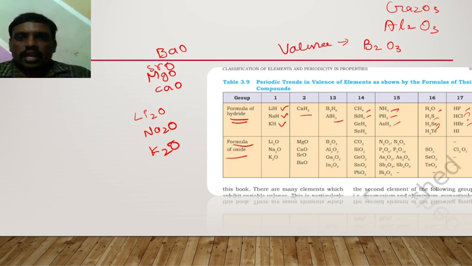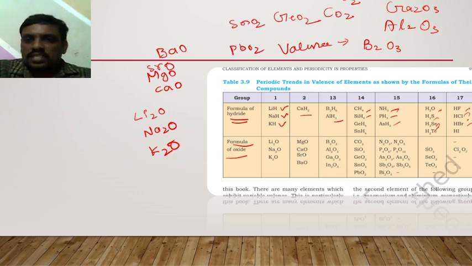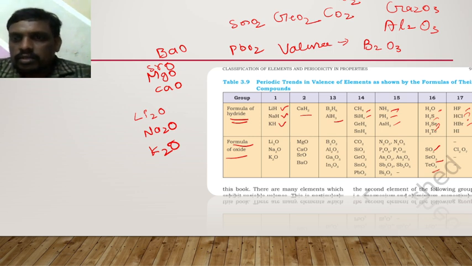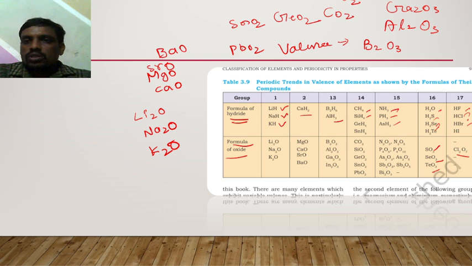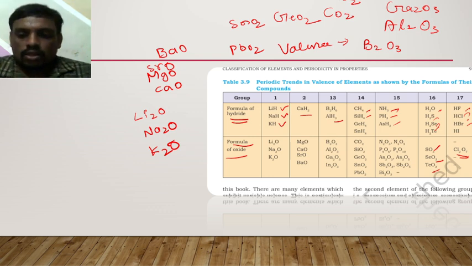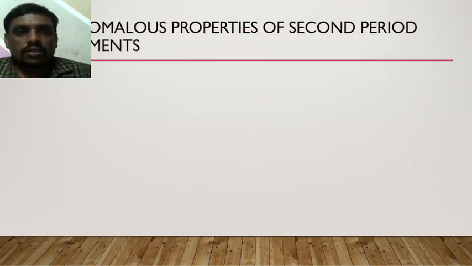In group 14, as you know, carbon dioxide is there, silicon dioxide is there, GeO2 is there, tin oxide and lead oxide are also there. Whereas in group 16, sulfur trioxide and others are there, and Cl2O7 is there in group 17. So these are very, very important formulas.